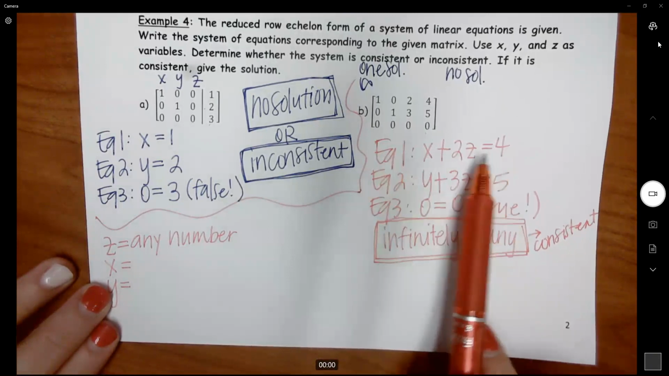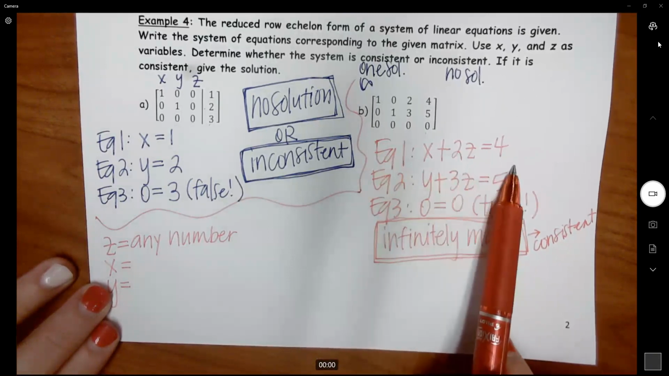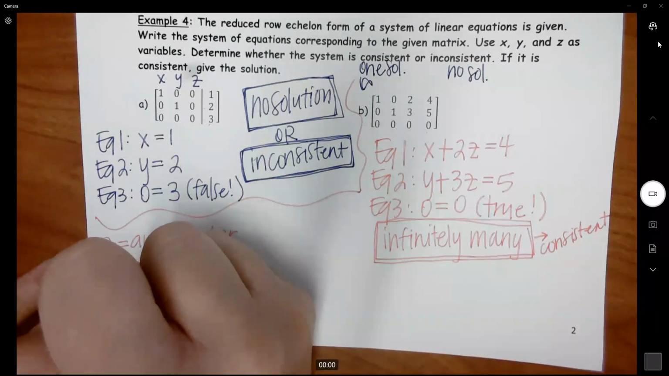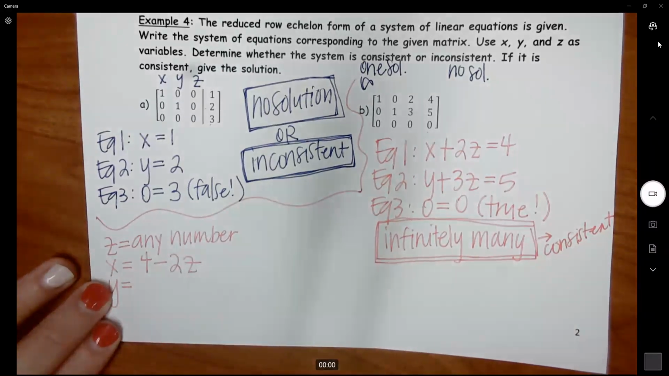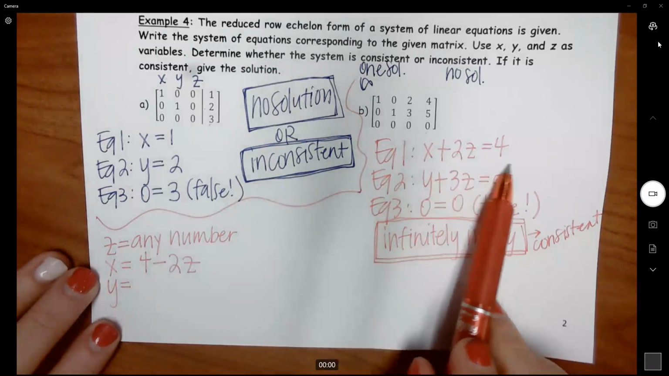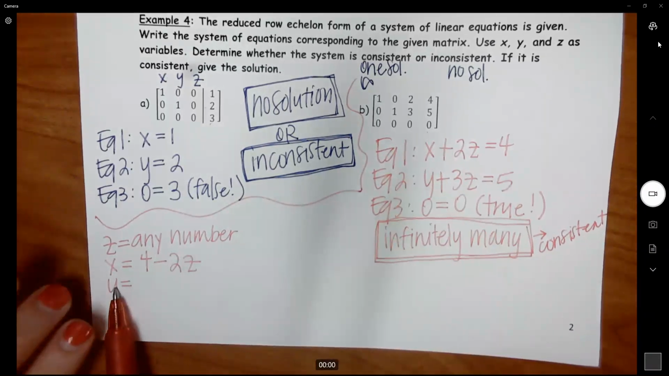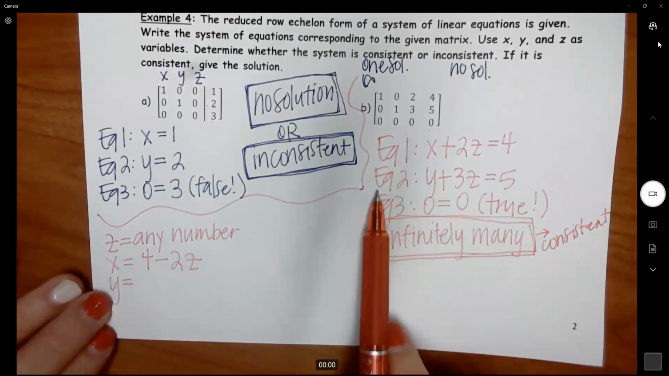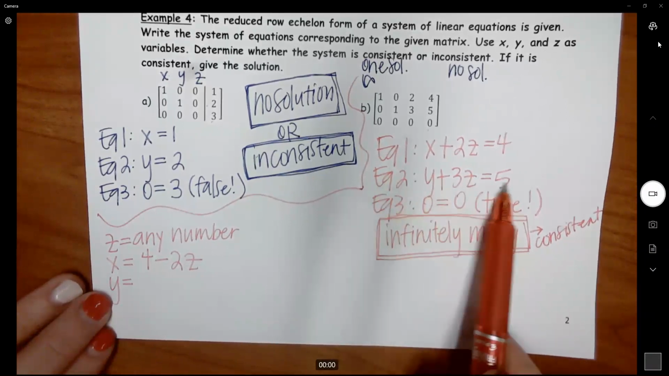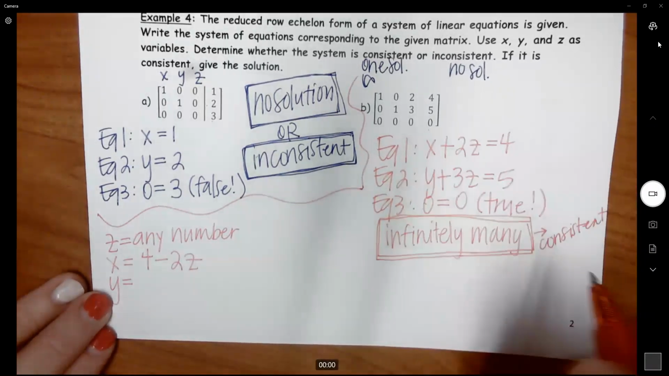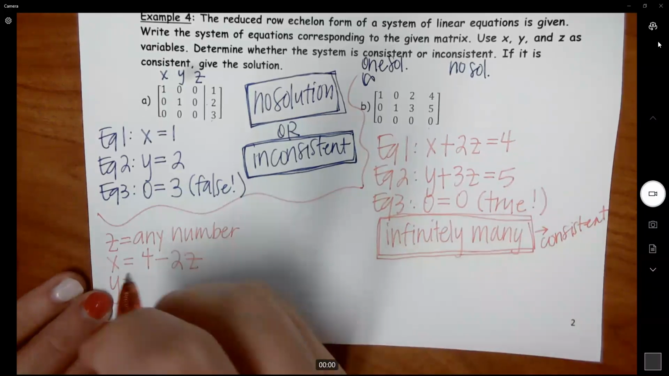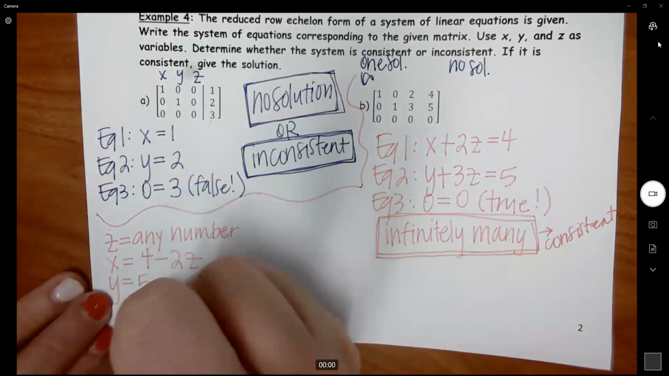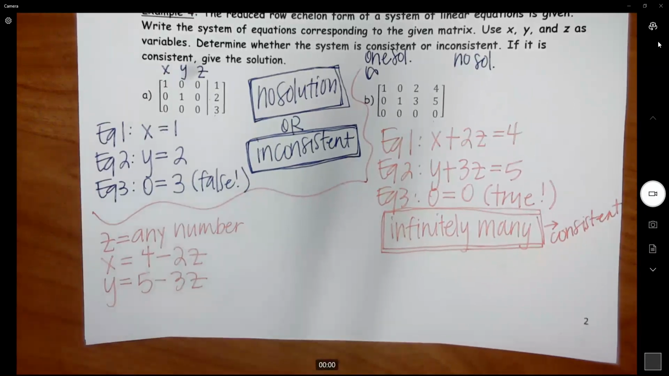Well, I could solve this for X by subtracting over my 2Z's. So X equals 4 minus 2z. I'm subtracting 2z over. Now I need something for y, and the only equation that has y is my equation 2. We're going to do something very similar. When I solve for y, I can do that by subtracting 3z over. So y equals 5 minus 3z.